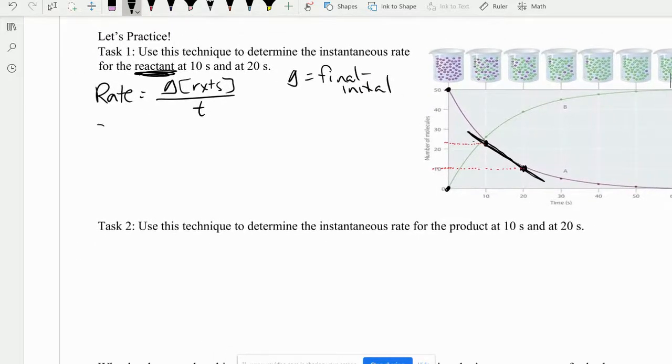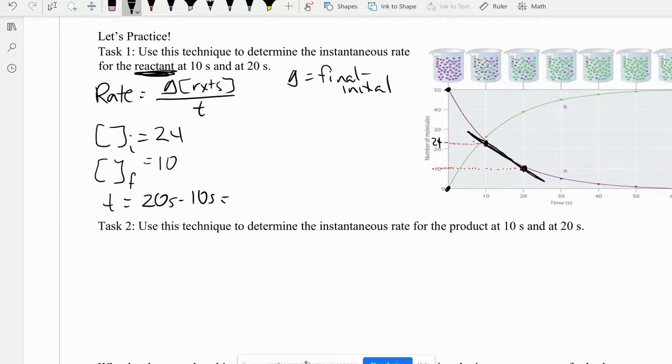And so over here, I'm just going to take that data and plug it into my formula here. So my concentration initially at 10 seconds, you guys, I'm going to call that about 24, more or less. You might call it 23, but let's just go with 24. The concentration 10 seconds later, so concentration final, that's why I put an F there, I'm going to go ahead and call that 10. So it looks like there's 10 molecules after 10 seconds has passed. It definitely decreased. And it looks like the time increment here, well, we had 20 seconds minus 10 seconds. So it happened in a 10-second time interval.